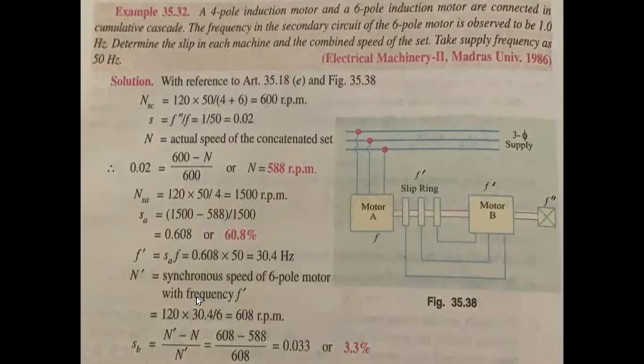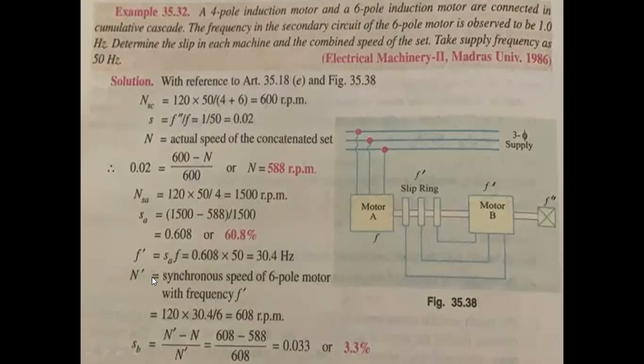Next, the frequency of first motor, F dash. This is the F dash. So F dash is equal to SA into F. SA is 0.608 into 50, that is 30.4 Hz. So this F dash will be given to motor B. So while calculating the motor B values, the same F dash is used. Now we will calculate the required parameters for motor B.